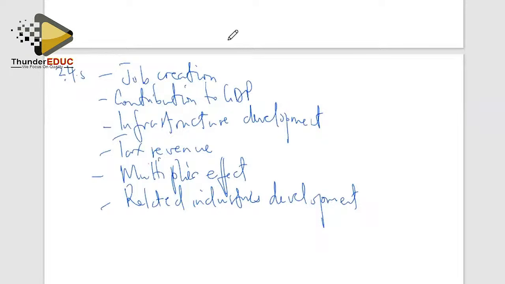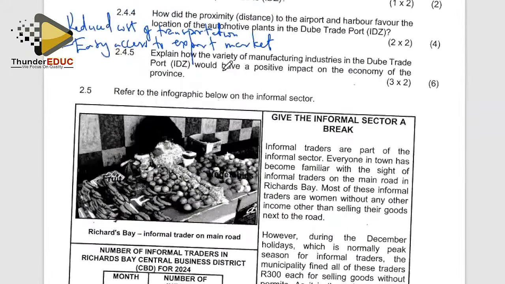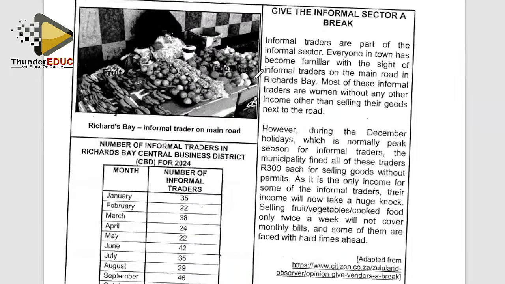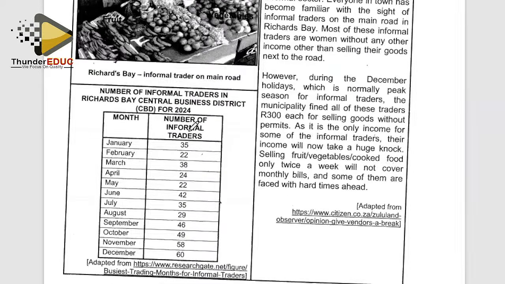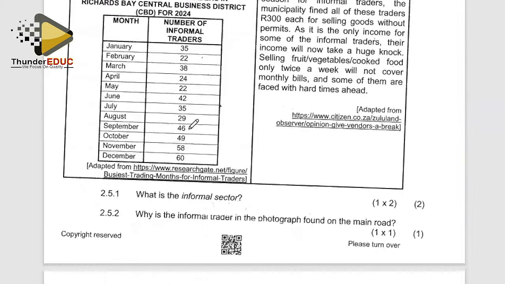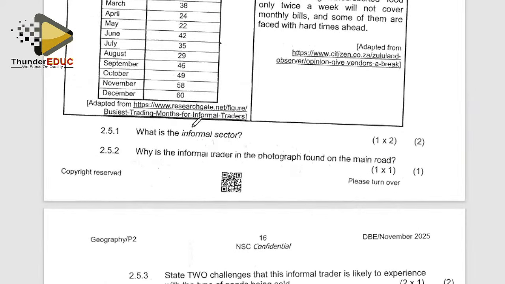Right. That takes us to the question coming, which is question 2.5. Refer to the infographic below on the informal sector. It talks about the informal sector and it gives us a picture of the products that are sold by the informal trader on a main road in Richards Bay. First question is saying, what is the informal sector?